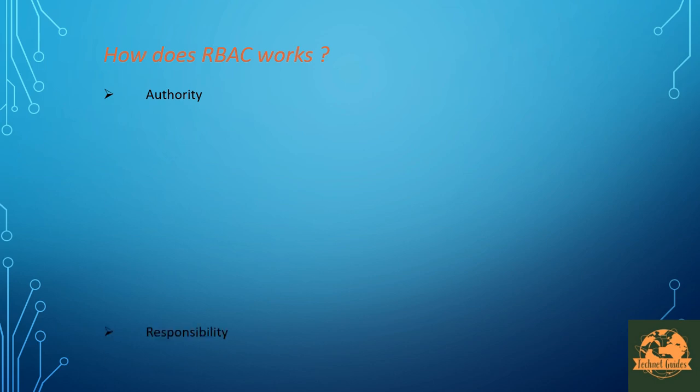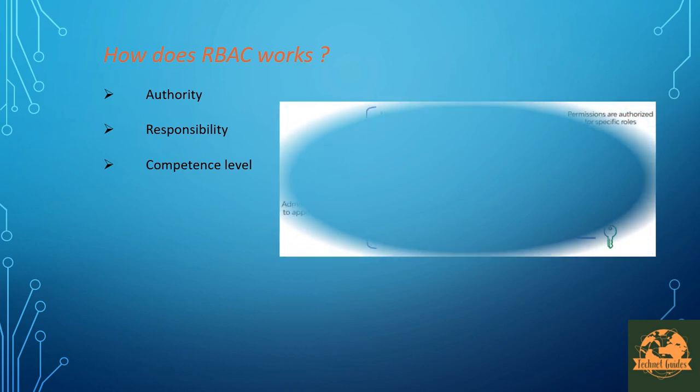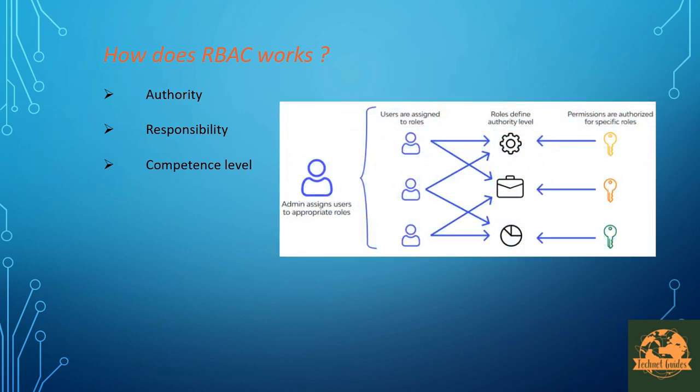So RBAC works in terms of authority, responsibility, and the competence level. So as an administrator, you have to understand what kind of authority levels we are going to assign to the users, and how strong are they in terms of the competence level? Are they really aware of what kind of activities they're going to do in the resources? So the users have to be assigned based on the roles that they are really competent about.